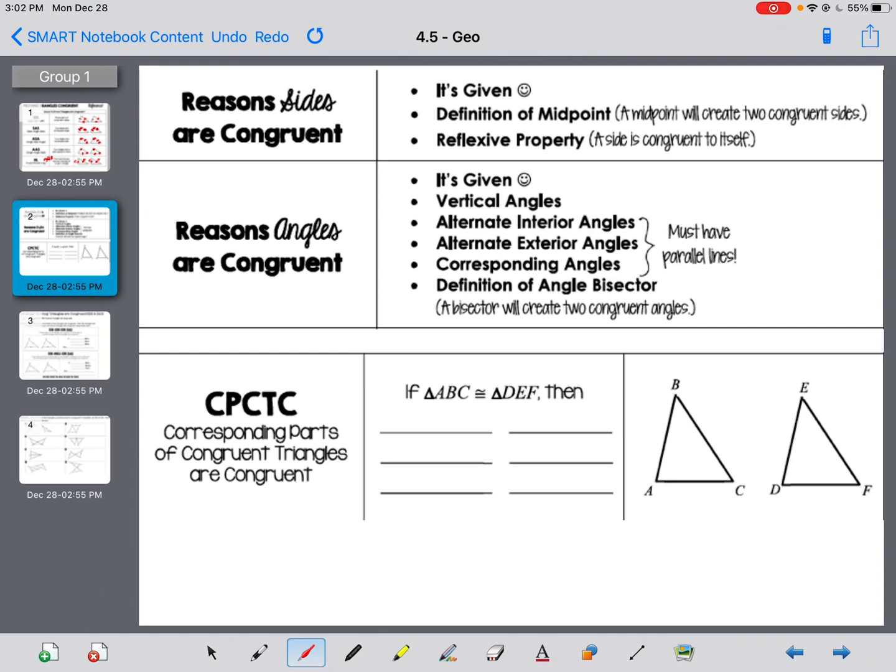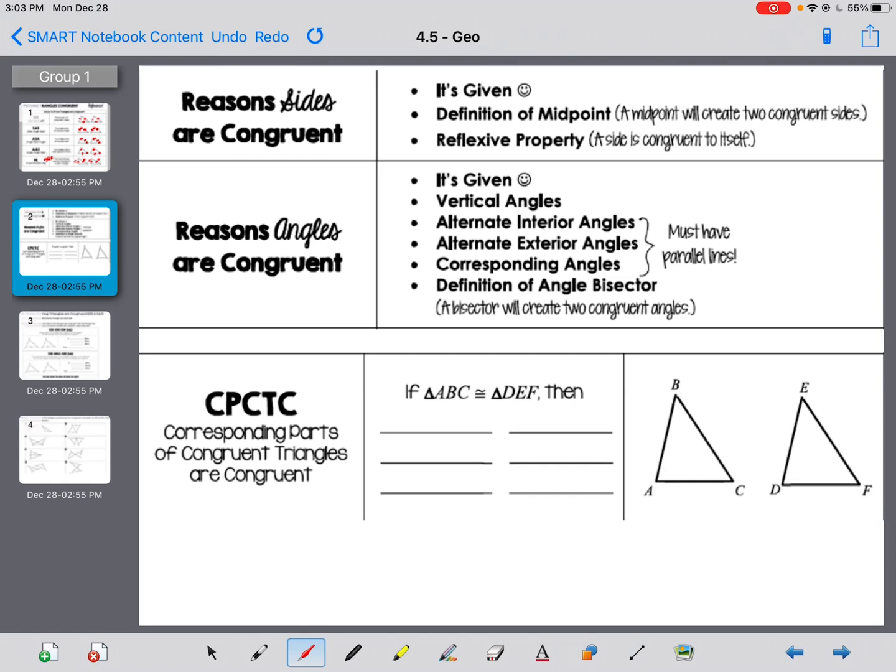Angles, they tell you. That's the easiest. They're vertical. Alternate interior angles, alternate exterior angles, corresponding angles. Okay, but you must have the parallel lines. Right? But all of those angle relationships we learned about parallel lines, those are going to come into play again. We're never going to lose those. Or the definition of an angle bisector. Bi is 2, sector is cut. Cut it into 2 equal pieces. That's just like a midpoint. Cuts the line into 2 equal pieces.